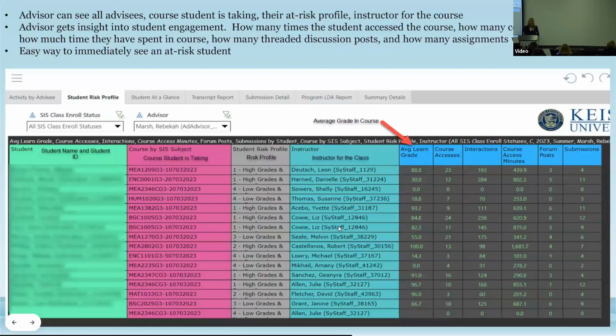And this is another way, this one I really like, because the advisor can see the students, again, how they're doing in the course, but they also see the instructor that's teaching the class. So right away, the advisor can reach out to the instructor and say, hey, my student's not doing so well. Can you give me some insight into this student? So now you've got the advisor working with the faculty of the course. This is really, really great. They can see the course they're taking, and again, how they're doing in the particular course.